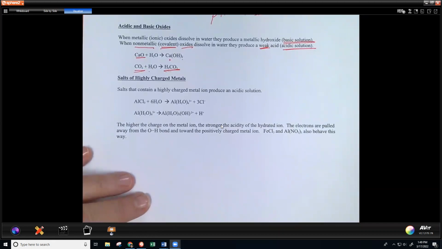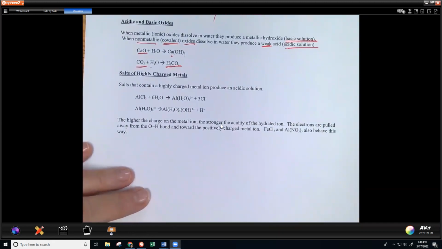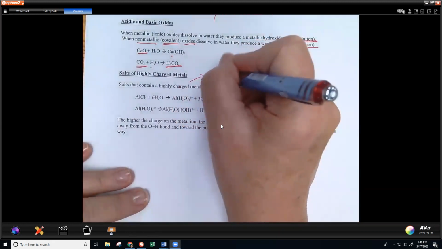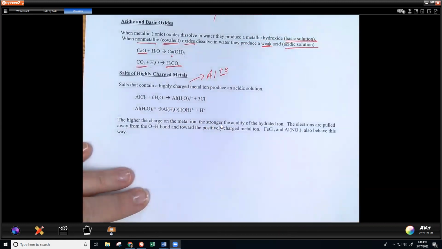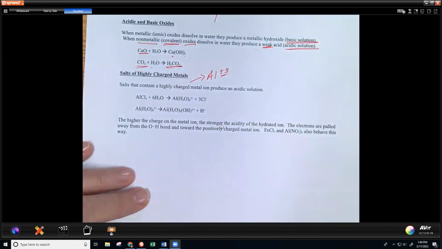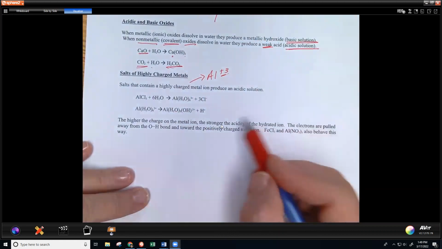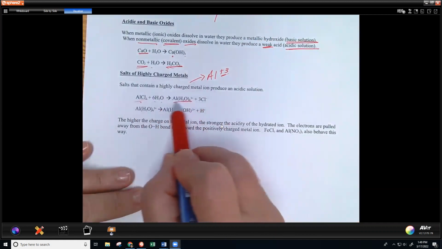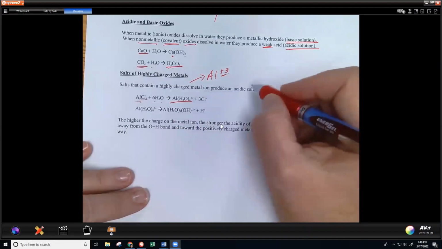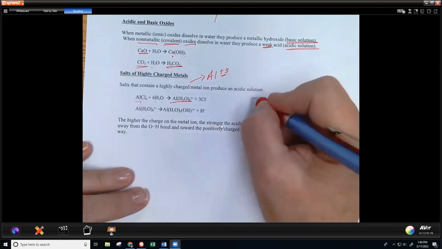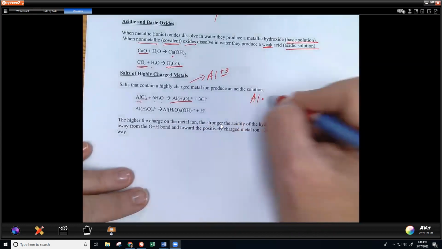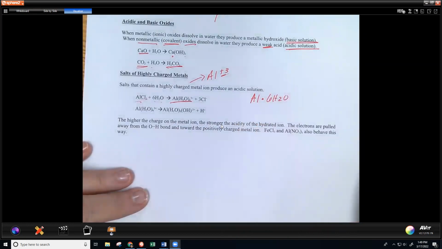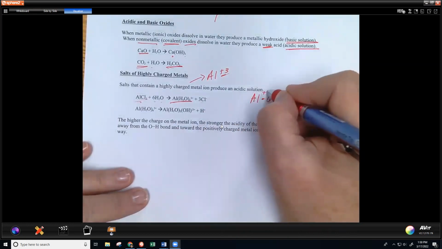Then we have these other things that are kind of strange looking, very complicated looking. Salts that contain a highly charged metal. So for example, that would be aluminum with a +3 charge. That's what they mean, highly charged. It produces an acidic solution. So if I have aluminum chloride and I combine it with water, I'm going to end up getting what's called a hydrate. Sometimes you'll see it written like 6H2O. This one had a charge of +3.